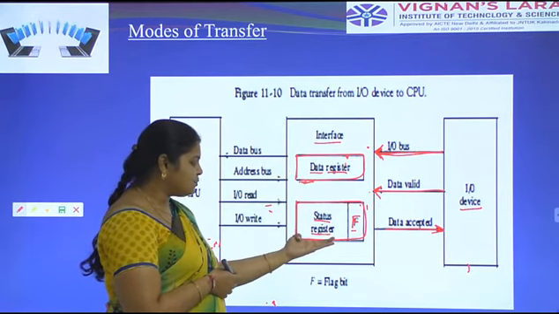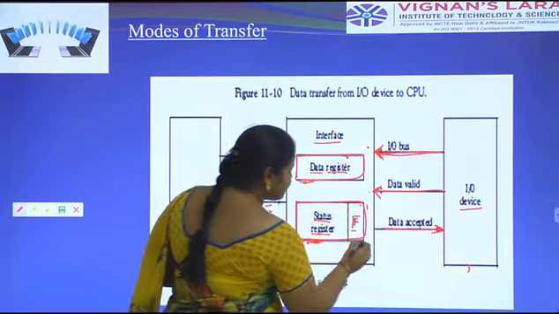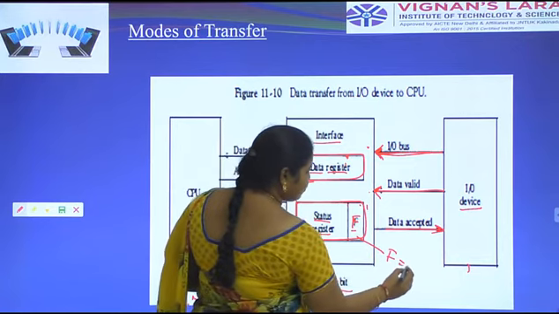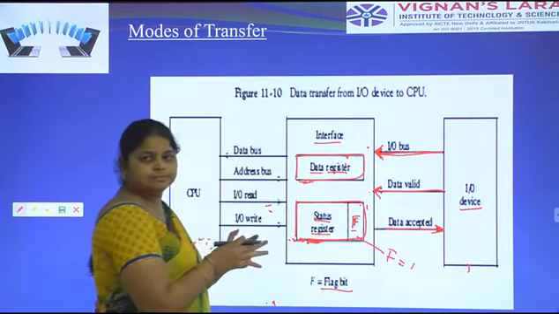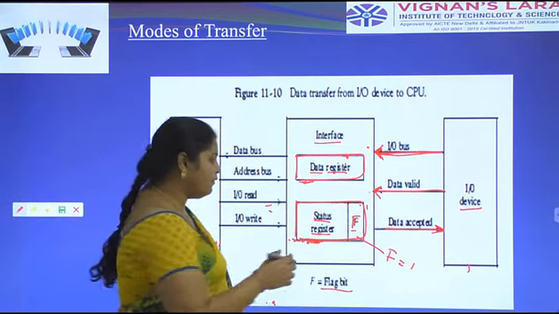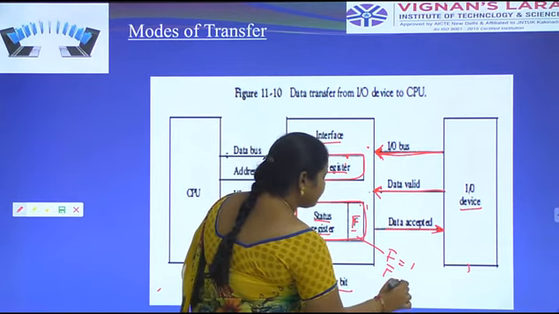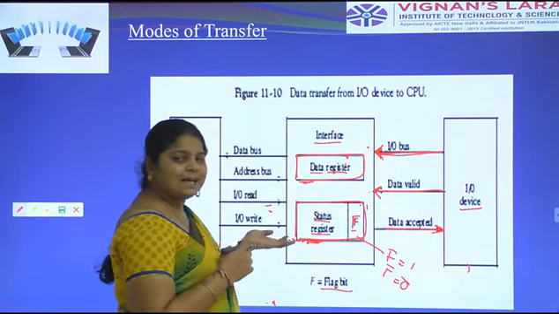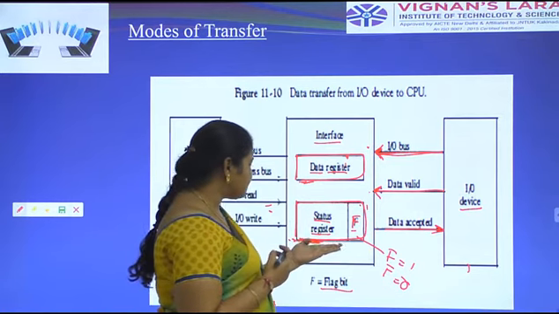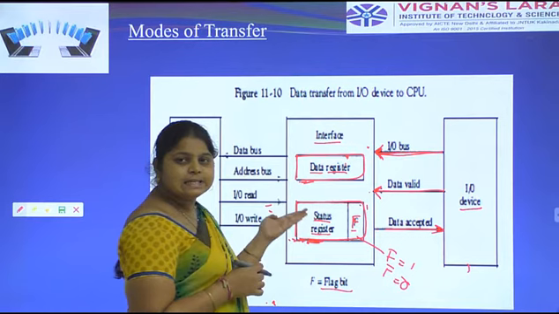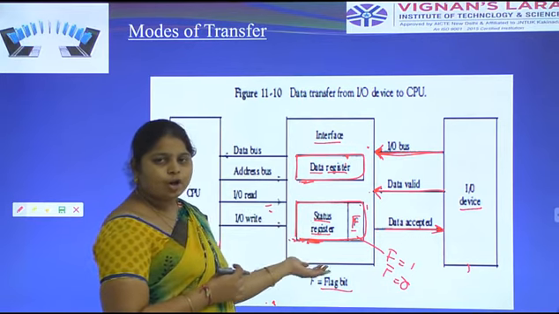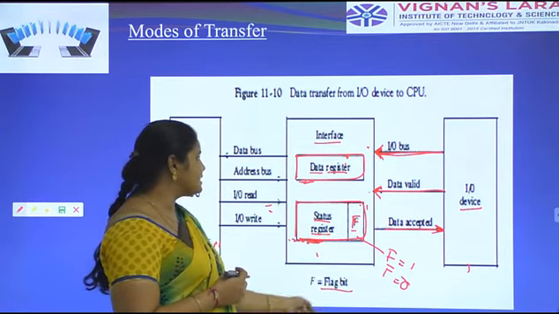Here the status bit means the flag bit. F means flag bit. If the flag bit is 1, the data register contains some data. If the flag bit is 0, the data register does not contain any information. Here the status register performs this role: whether information is available in the data register or not comes from the status register.